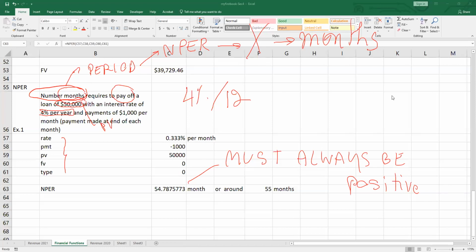Okay, so this is the NPER first example. Before I start the second example to let you do it by yourself, do you have any questions about this example? Yes, did we have to always round it up or can we also round it down?